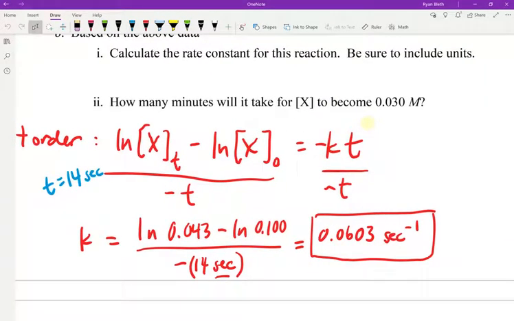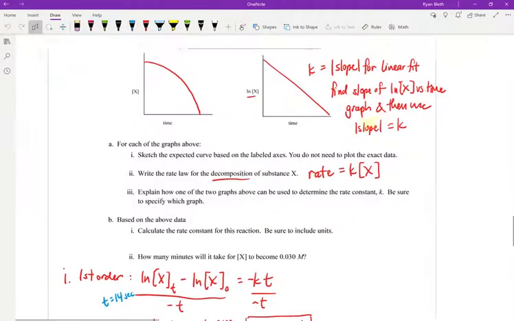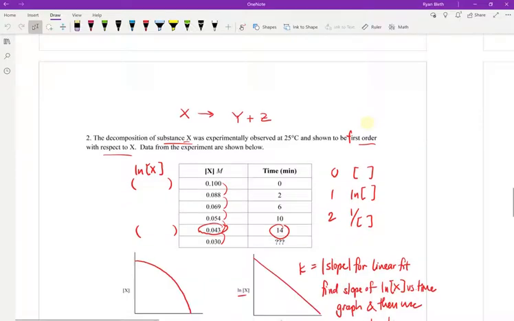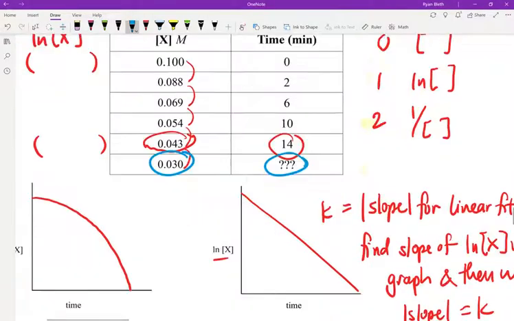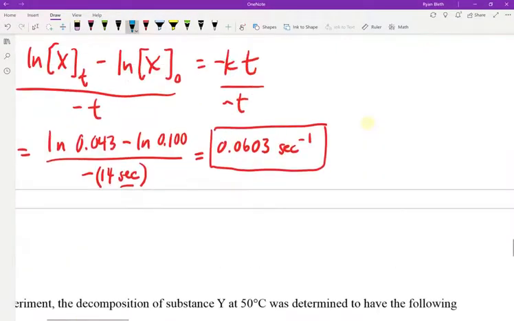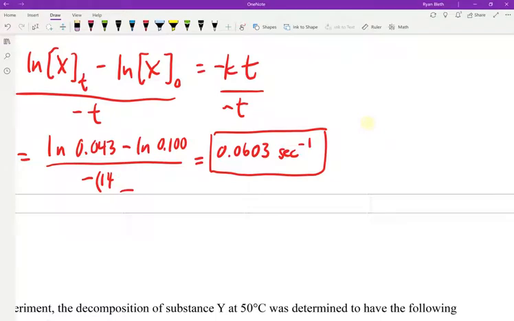How many minutes will it take for the concentration of x to reach 0.03? So if I kind of eyeball that, well, they're asking me on my data table here to figure out this time. How long will it take to reach 0.03? And so it's going to be something more than 14 minutes. Oh, and that was minutes. Good catch. That was actually in minutes, not seconds.